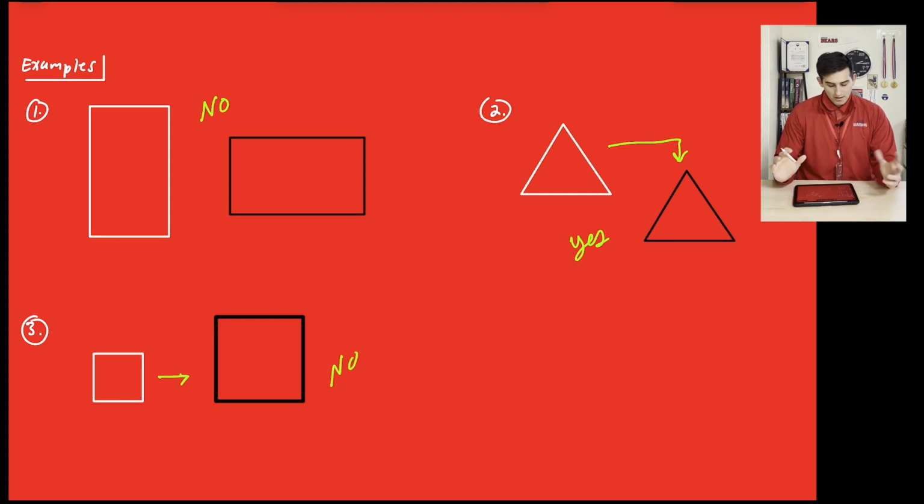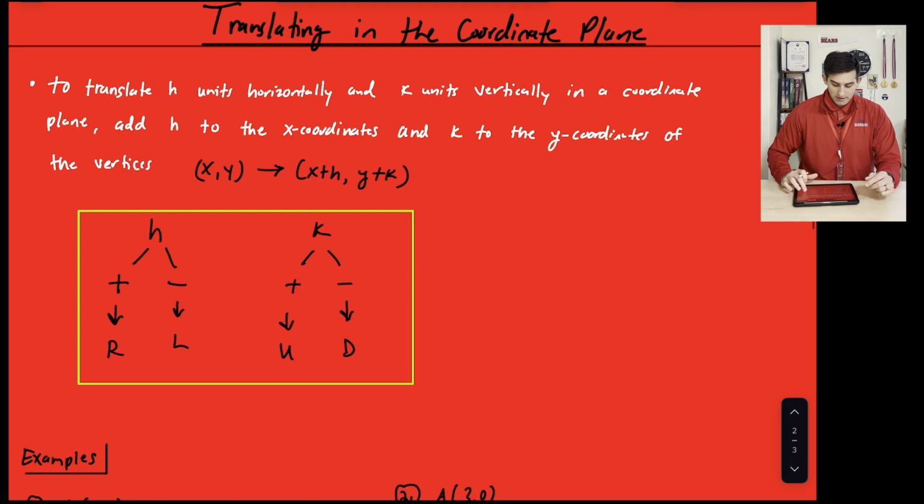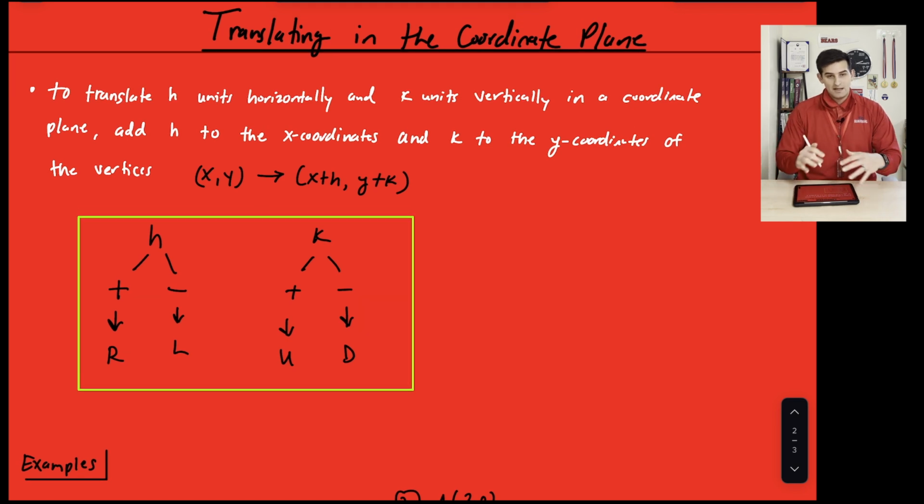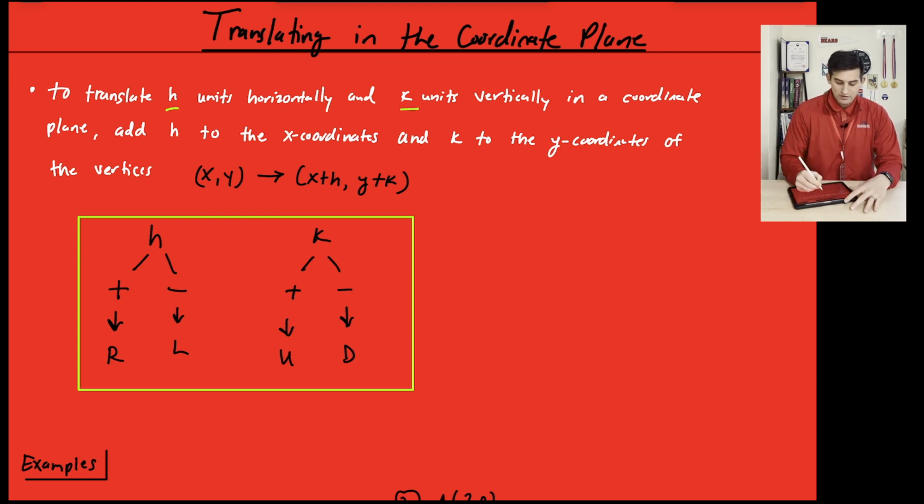Now, how does this work in the coordinate plane? Let's say we have a graph, with an x-axis and a y-axis. How does this actually change the coordinates of points? We can translate h units horizontally and k units vertically. These two are just variables. You could use a and b or whatever you want. I'm just using h and k. You'll see those letters later on when you get to Algebra 1.